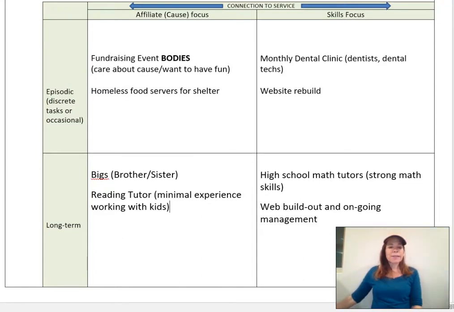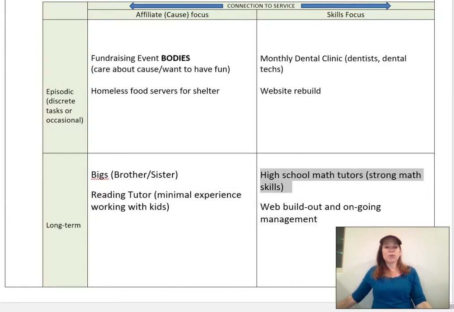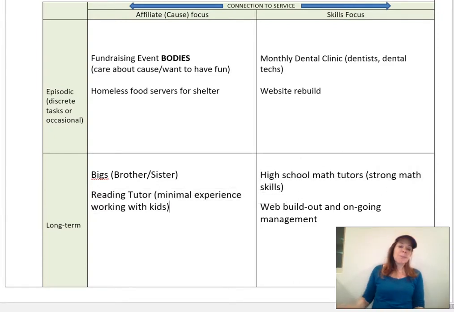Reading tutors, kind of the same thing, or math tutors for that matter. And you see over here I've got reading tutors, and over here I've got math tutors, and we'll talk about why I put tutors in 2 different places in a minute. But you want those tutors to come in because you want them to have a relationship with the students, and you want the students to be comfortable. You don't want them to have to get used to a new adult every single week.